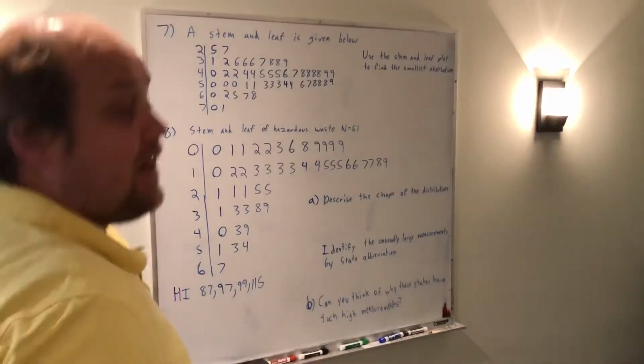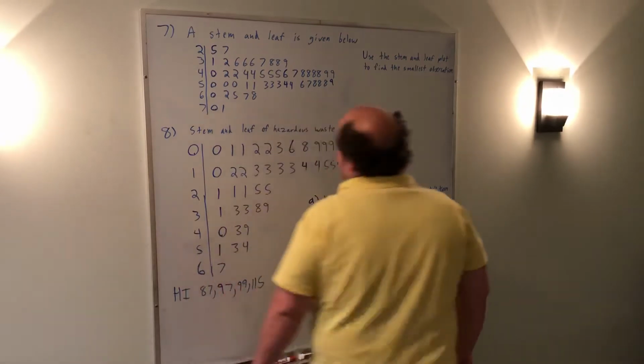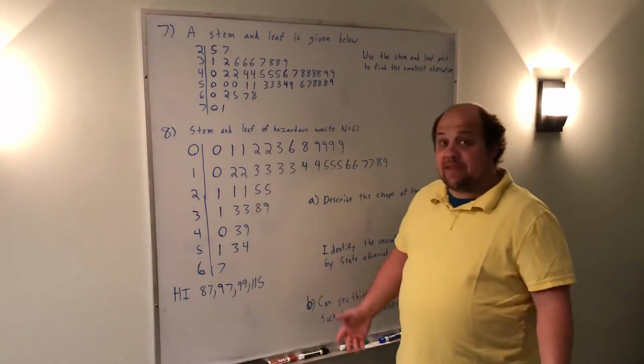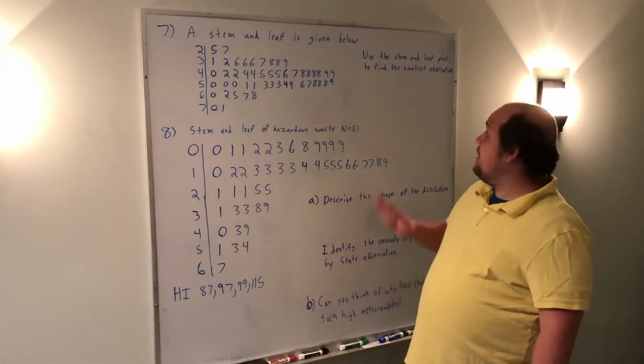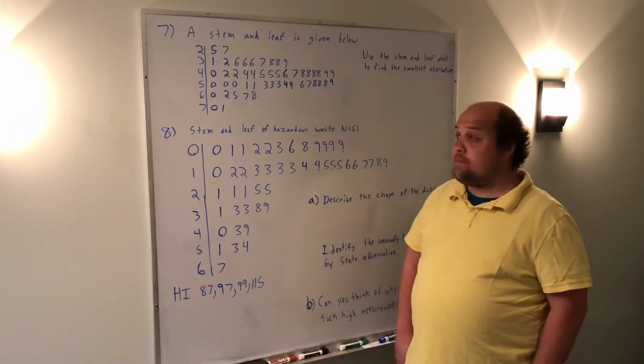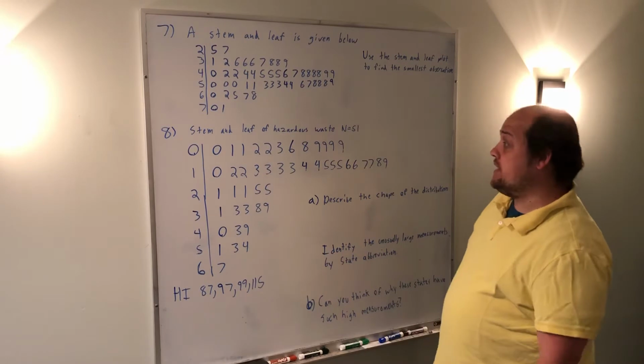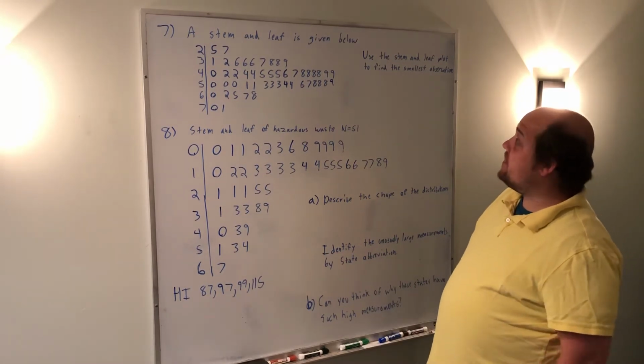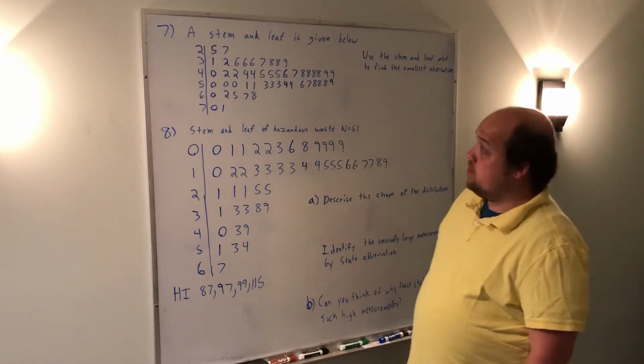For questions 7 and 8 here, they give you the data set as well as the stem and leaf that would go with the data set. I didn't really have enough room on my board to write out the whole data set, so I'll be referring to it, but it is included in the question on Cengage. So question 7 says a stem and leaf is given below.